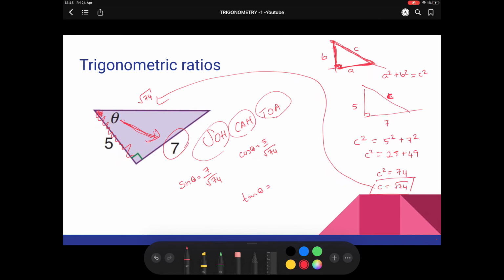Tangent, we actually did not need to figure out the hypotenuse for the tangent, because opposite is given and adjacent is given. I found the hypotenuse to get the other two. So tangent is going to be opposite divided by adjacent. So tangent of that angle is going to be 7 over 5.